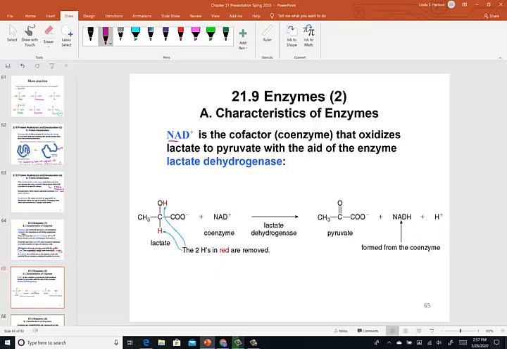There is a molecule, NAD, that carries a +1. NAD+ is a cofactor. Sometimes you'll hear cofactors called coenzymes. It functions to oxidize lactate to pyruvate with the aid of a very specific enzyme called lactate dehydrogenase. Hear the name? ASE. Dehydrogenase. That's the name of the enzyme that's specific to lactate. Now, lactate, here's this molecule here. And notice that NAD+ is part of this reaction. It is needed for this reaction to occur.